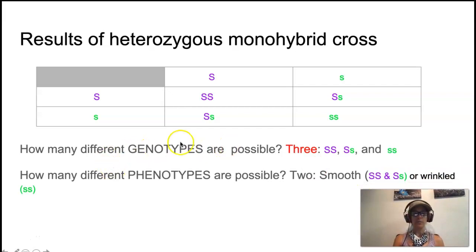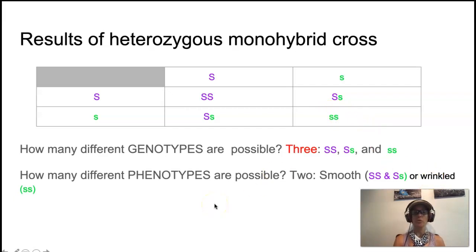The genotypes, there are 3. We have 1 that is homozygous dominant, 2 are heterozygous, and 1 is homozygous recessive. The phenotypes, even though there's 3 genotypes, there's only 2 phenotypes, because both the homozygous dominant and the heterozygous are smooth. Only the homozygous recessive genotyped seed is wrinkled.